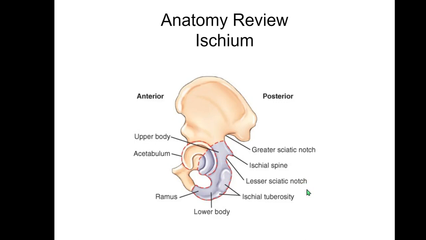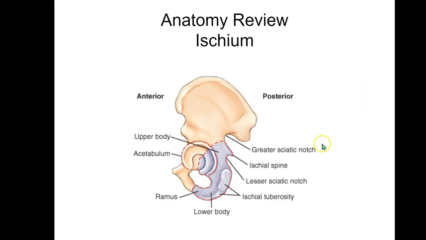The ramus of the ischium is anterior, kind of pointing anterior from the ischial tuberosity. And the ramus of the ischium articulates with the inferior ramus of the pubis bone, and we'll get to that in a minute.